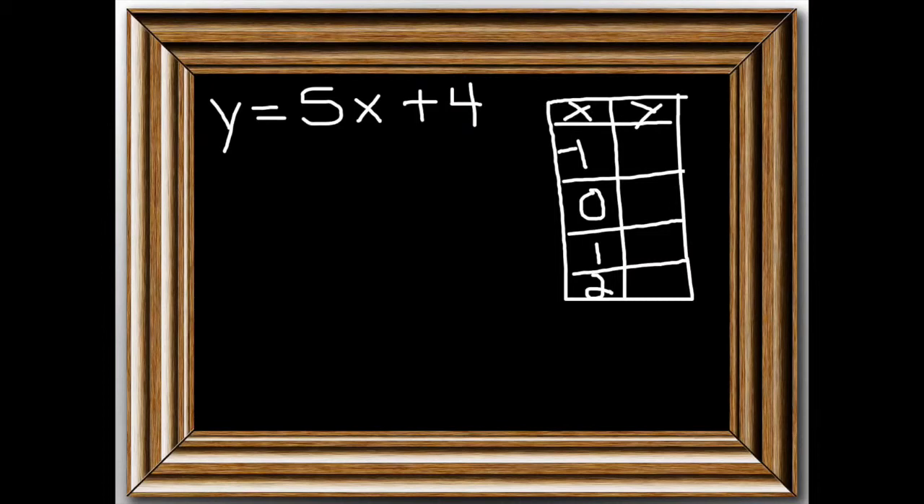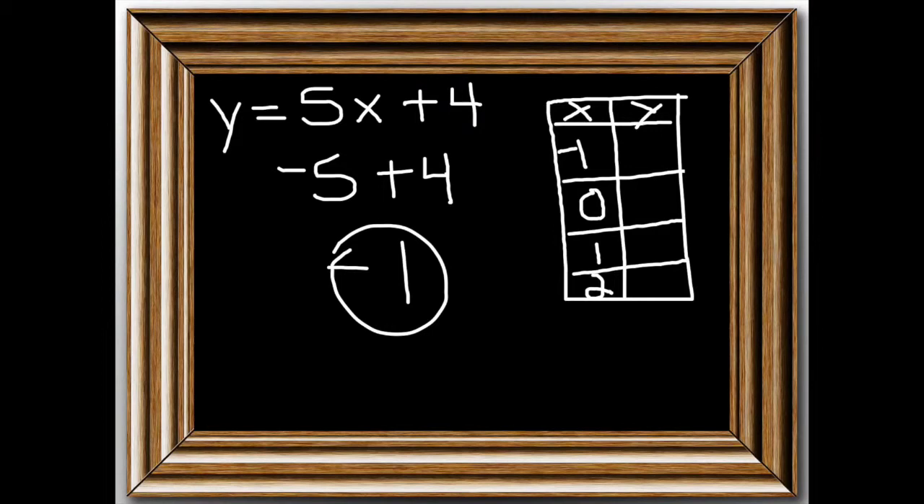Alright, we need to put together this input-output table. We've got y equals 5x plus 4. Let's substitute an x value for one of these over here. We'll start with minus 1 and plug it in. What is 5 times minus 1? That'll give you minus 5. So minus 5 plus 4. What do you get out of that? What is 4 minus 5? It'll put you at a negative 1. So we're going to put this right here as a negative 1.